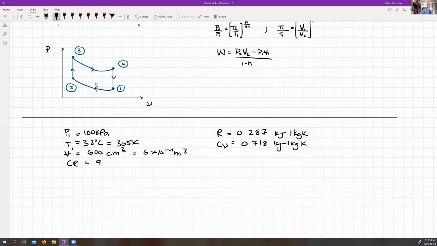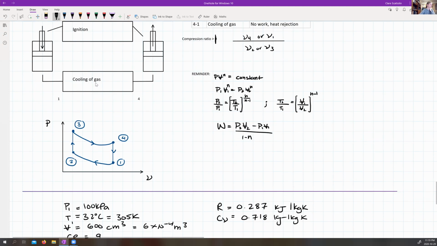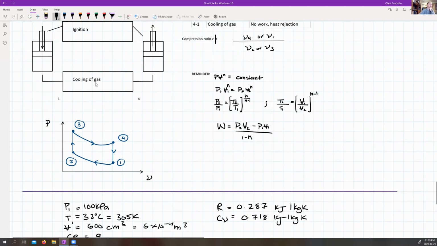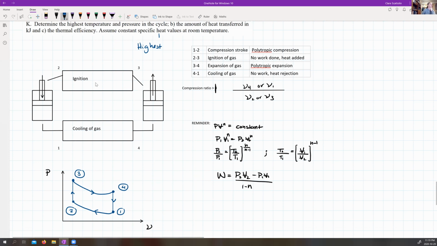So to find Tmax, because we're asked to find the highest temperature and pressure, the highest pressure, if we look at the diagram here, is going to be point 3, and it's also the point where we would have the highest temperature. So I'm going to write it here: highest temperature and pressure. If you think about it, it makes a lot of sense. I've compressed my gas and I've ignited it. I've put in a lot of heat very quickly and have yet to allow it to expand. So that's the point where we would expect to have the highest temperature and pressure.